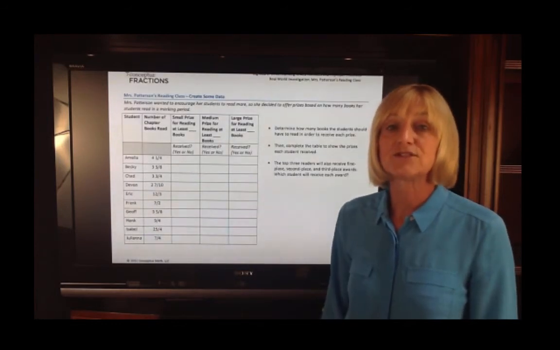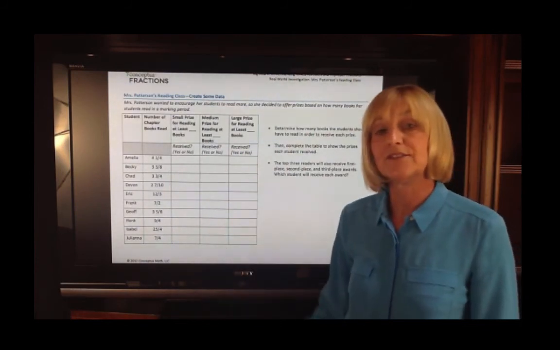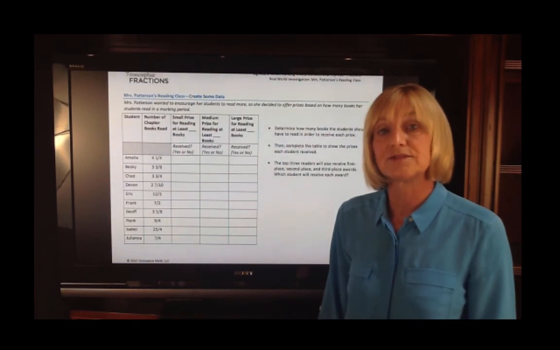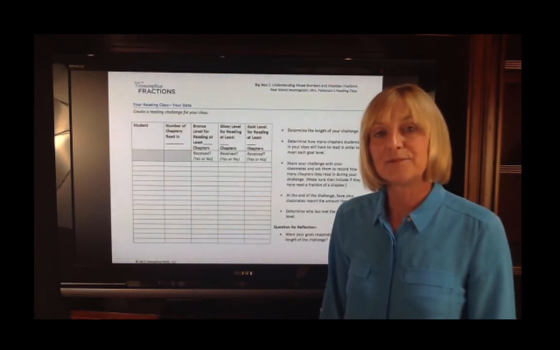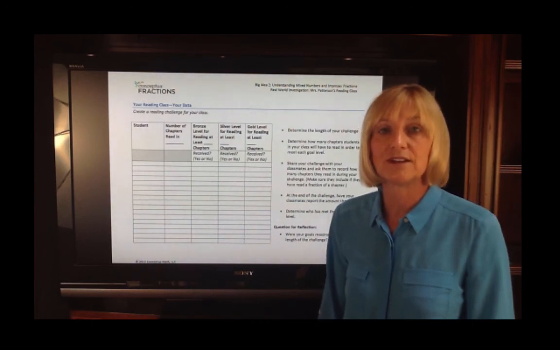In the second tier, students are encouraged to create their own prizes and determine if the students have reached that goal in order to receive the prize. And by the time they finish this unit, students are creating their own reading challenge for their own classroom, working with either improper fractions or mixed numbers.